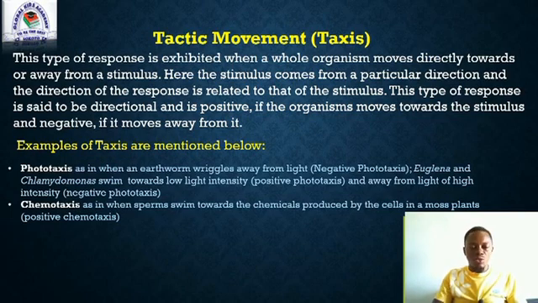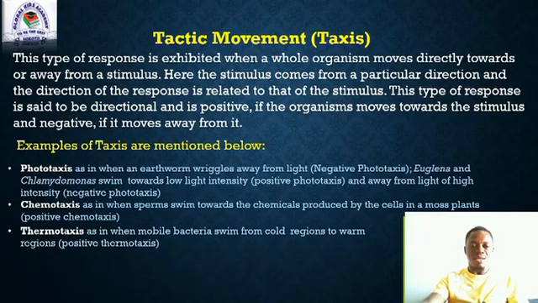Then let's go to chemotaxis, as in when sperm swim towards the chemicals produced by the cells in a moss plant. So it's swimming towards the chemical produced by the moss plant. It is positive chemotaxis. That is response to chemical. Phototaxis, response to light. Then the third example is thermotaxis, as in when mobile bacteria swim from cold regions to warm regions. So in this case, we're talking about response to temperature.